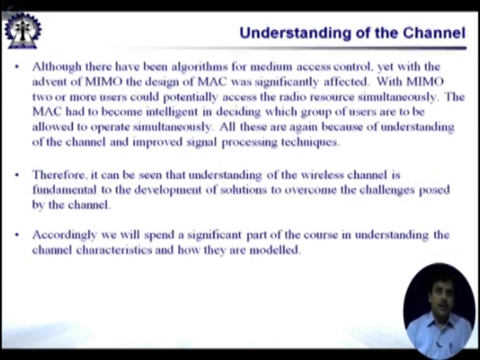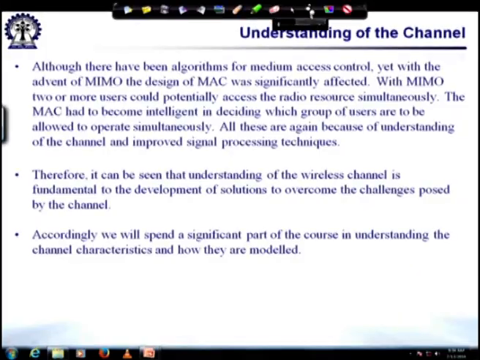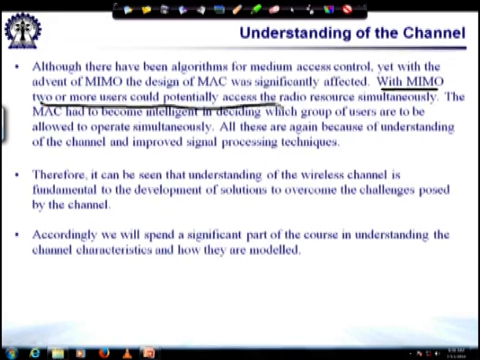For example, if we take the example of MAC, the medium access controller is usually one of the most important entities which control access to the medium, the physical medium. When MIMO was introduced, MIMO allows 2 or more users to be connected simultaneously. This is one of the important things that we will see in the course. With MIMO, 2 or more users could potentially access the radio resource simultaneously. Now, this was not happening before.